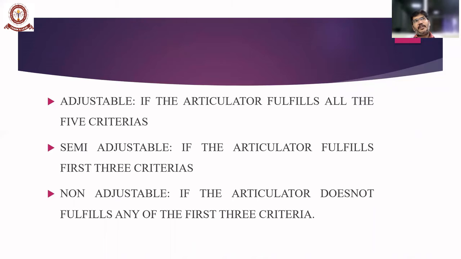So if all these 5 criteria are acceptable, then it is called a fully adjustable articulator. When any of these 3 criteria is accepted, it is called a semi-adjustable articulator. If the articulator does not fulfill any of these first 3 criteria, then it is called a non-adjustable articulator.